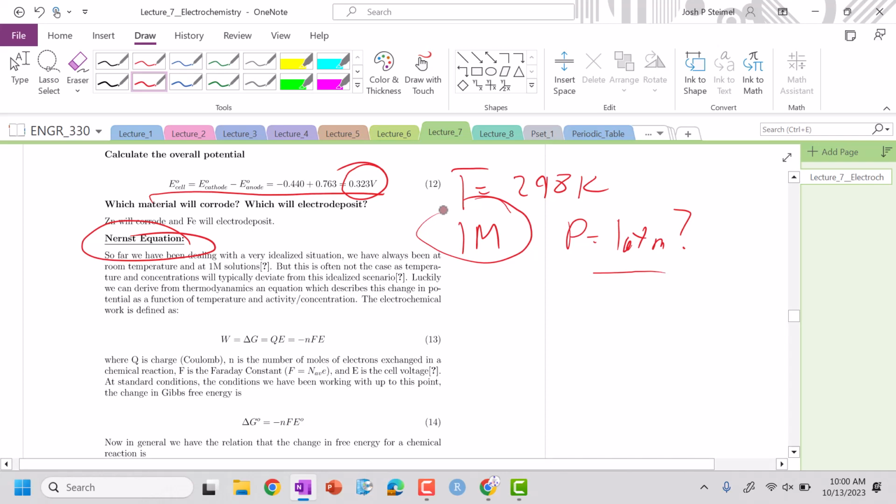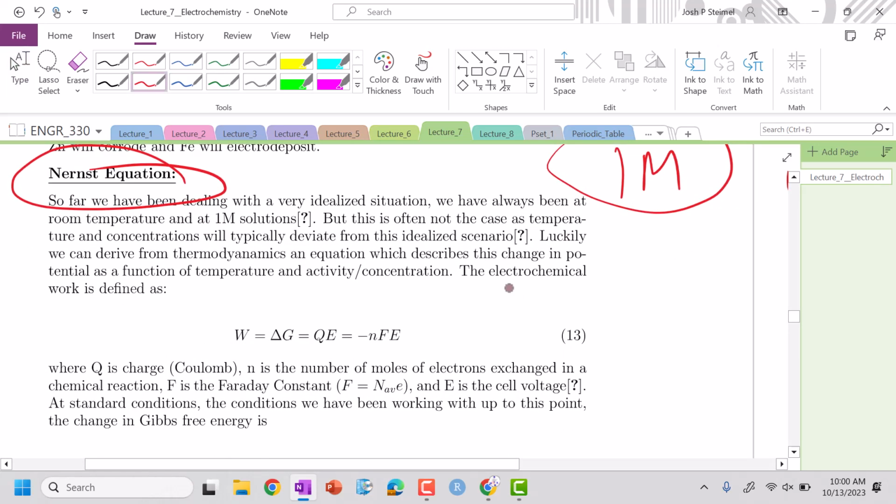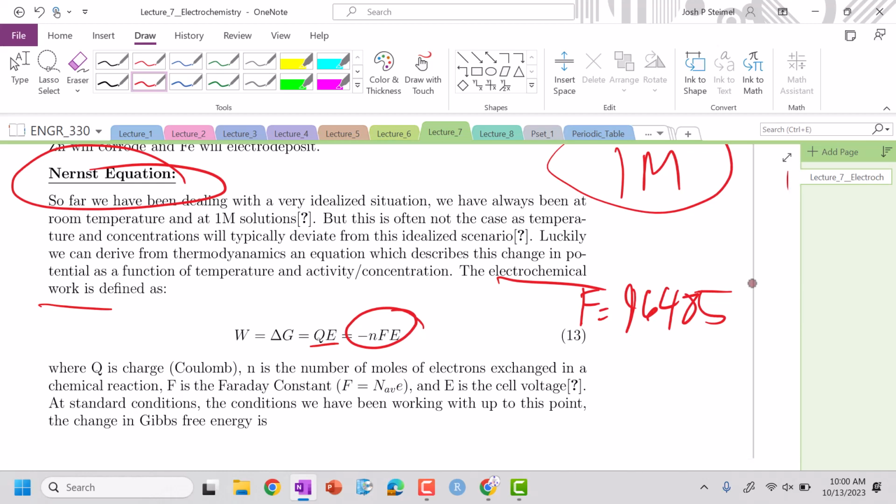If we look at the definition of electrochemical work, it is basically Q, the charge, times your cell voltage, or simply minus n, the number of moles of electrons, times Faraday's constant, and Faraday's constant is equal to 96485.